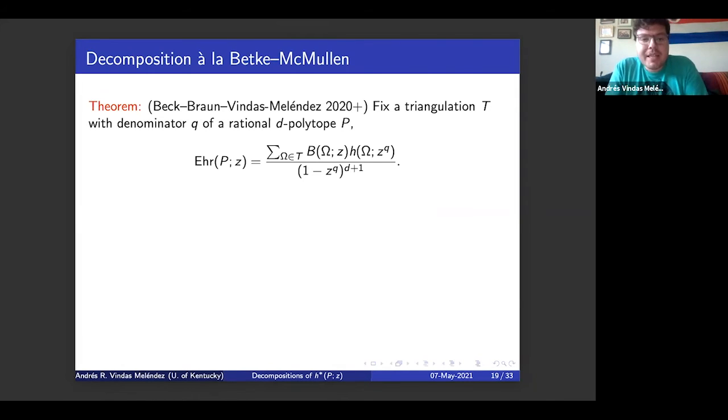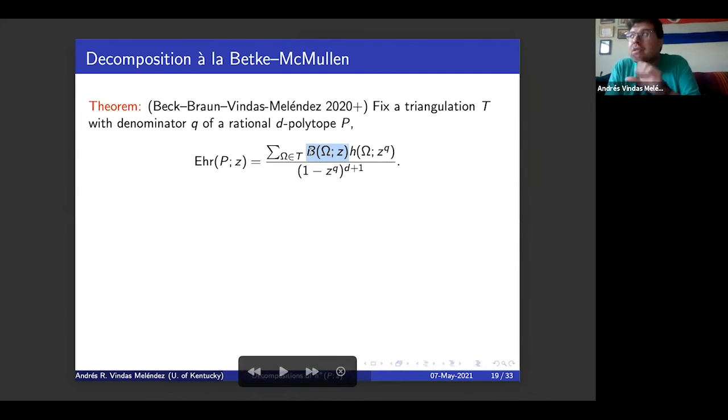The generalization of the Betke-McMullen theorem is saying the H star polynomial is in fact just the sum of box polynomials and H polynomials. And so this is what it looks like. You might say, well, that's okay, Andrés. But I'll tell you why it's kind of cool. First, note that box polynomials are just keeping track of the arithmetic data coming from the integer points in the simplices, or, I should say, not simplices, but the parallelepipeds.